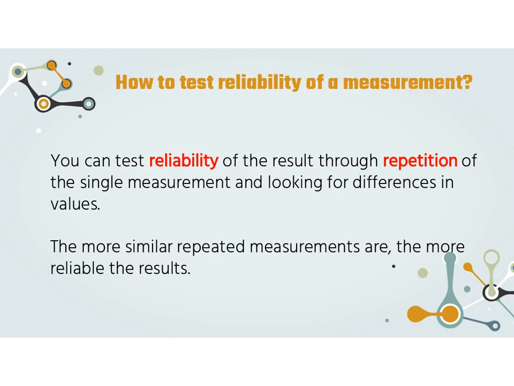Okay? Now, how to test reliability of a measurement? Let me remind you that I defined reliability as the consistency of a test in measuring the same thing each and every time. So, simply, how to test reliability? We can test reliability by repeating the experiment each and every time. When we repeat the experiment, we have to write down the given measurements or results each time, and we will compare the values. So, the more similar repeated measurements are, the more reliable the results.